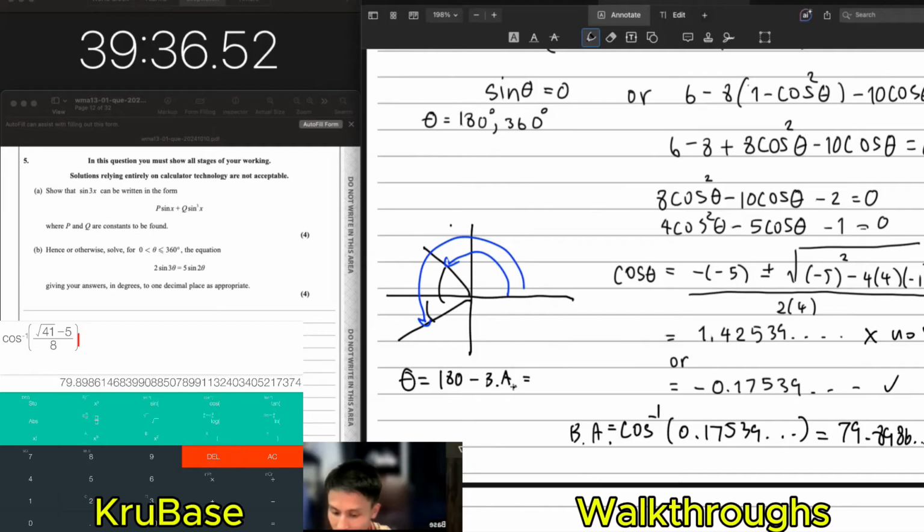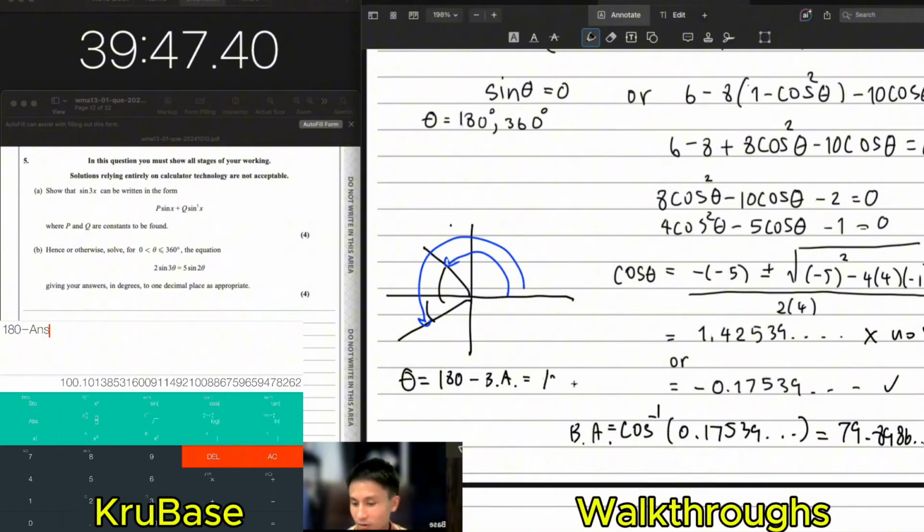All right. Keep it to an answer first. Hang on. Equals, and then 180 minus that. So I get 100 point... How many decimal places? 100.1 degrees. And theta is 180 plus BA.